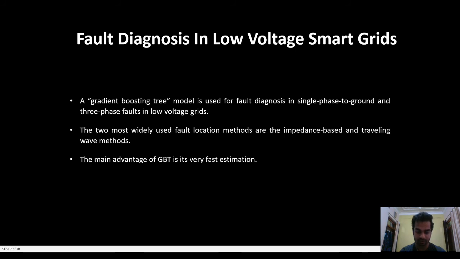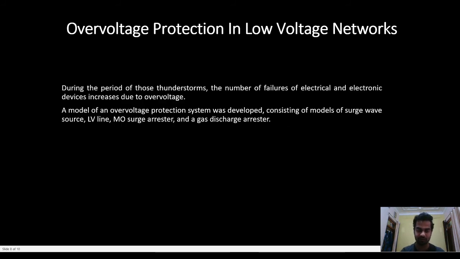The main advantage of the gradient boosting tree is its very fast estimation, which makes it implementable in real life applications. So it is a very fast model that we can use here.